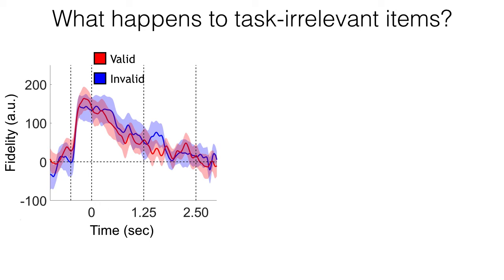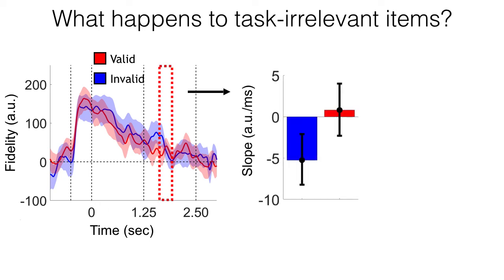So we took this period between 1600 and 1800 milliseconds and compared the slopes of the two lines. During the invalid condition, the irrelevant item has a much steeper slope, being 5 units per millisecond, relative to the valid condition, which we can conclude could suggest an active removal or suppression mechanism.